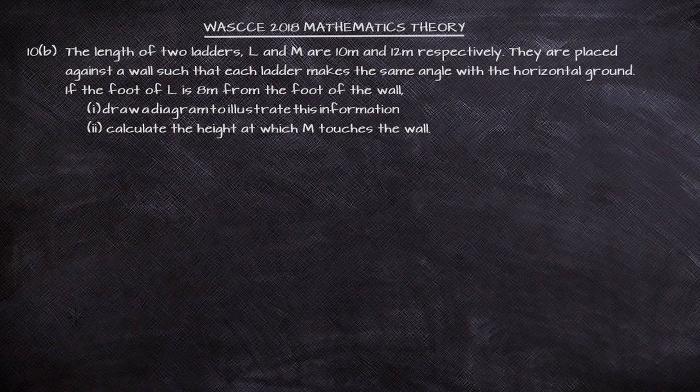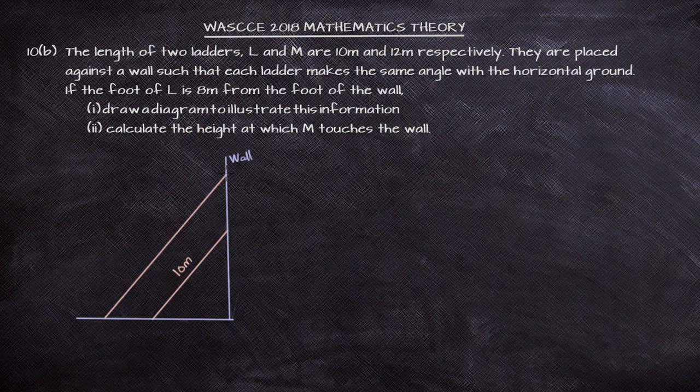Now for this type of question, a good understanding of what the question is asking will help us to solve it. So if you are to draw the ground and the wall, and then we have two ladders. Let's say the first ladder here, 10 meters.